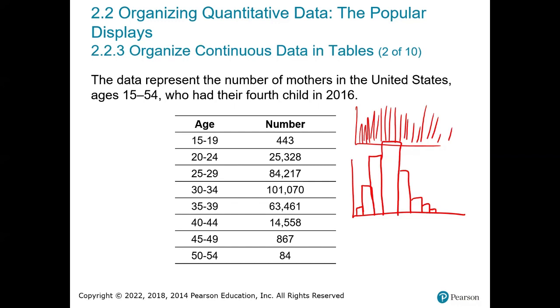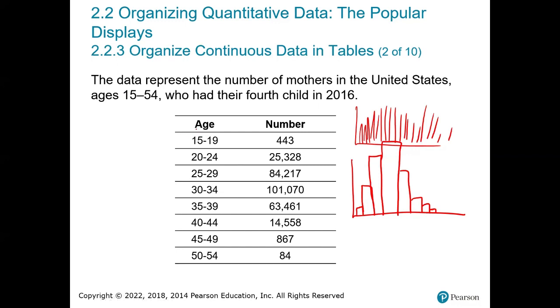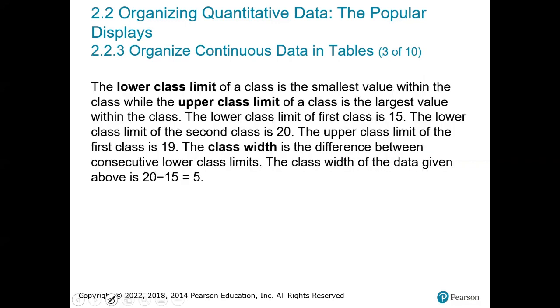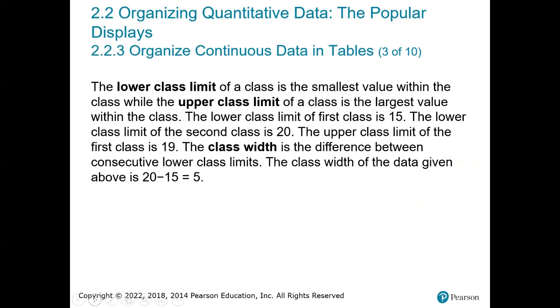There is no one set way to do that. For this one specifically, we'll talk about how they did it. We have what's called the lower class limit, which is the smallest value in a grouping, and the upper class limit, which is the highest value in that grouping. So in this grouping, 15 and 19 are the lower and the upper. The next one is 20 to 24, lower to upper. 25 to 29, lower to upper. So each grouping, or each class, has a lower and upper limit, so we know where the data falls.